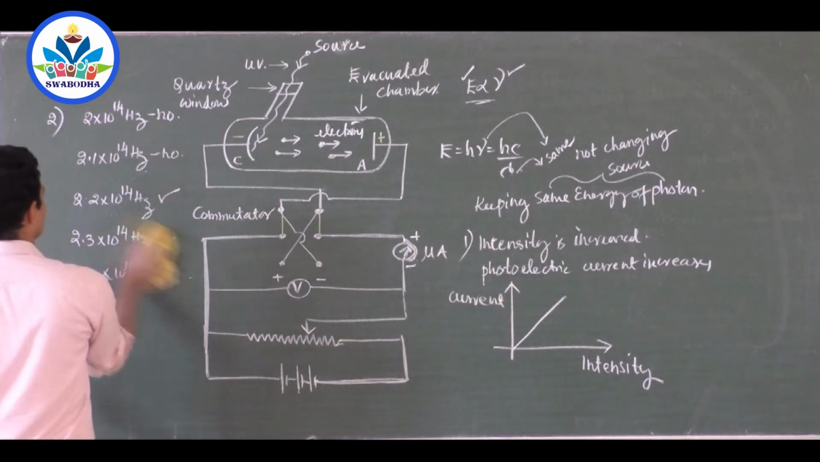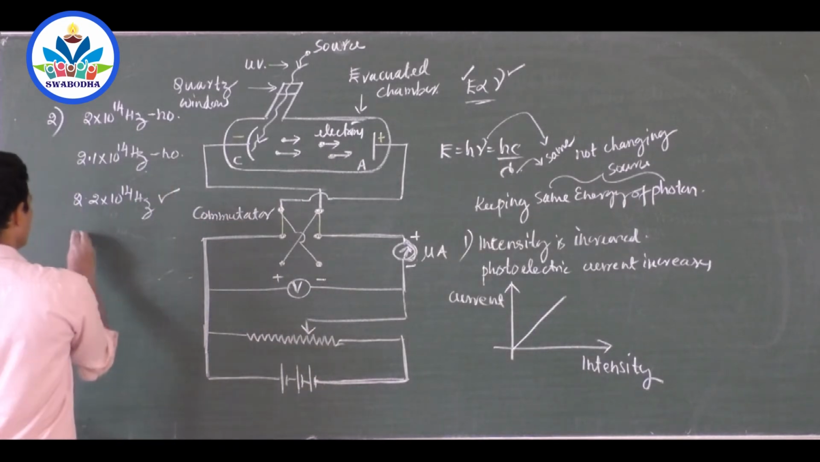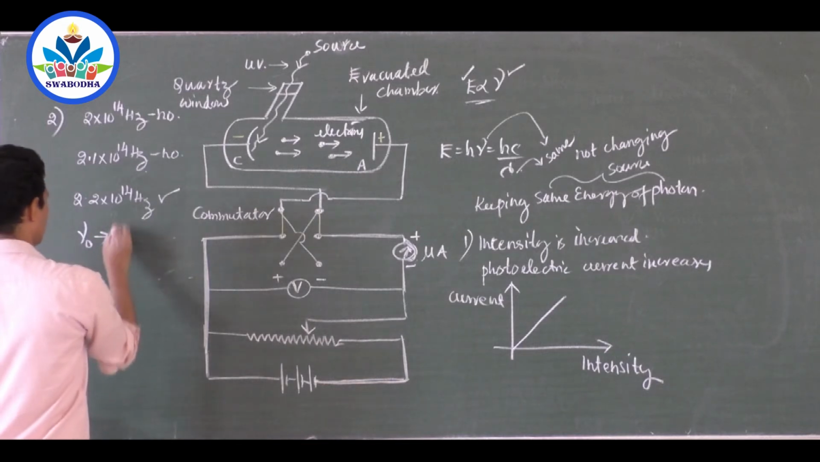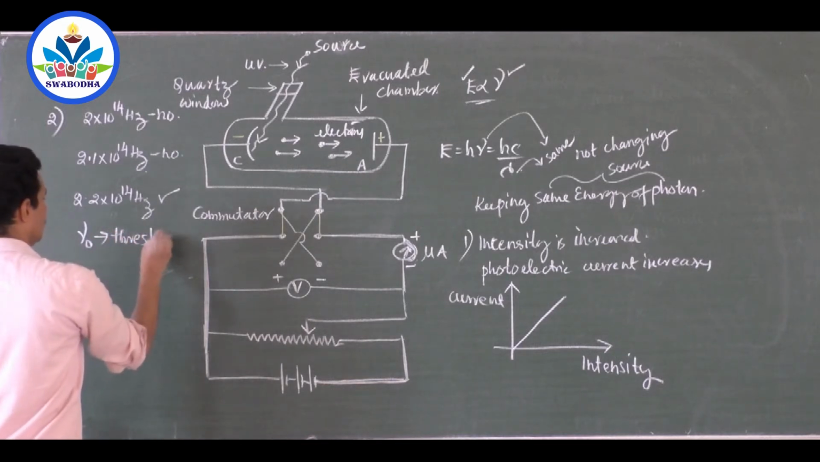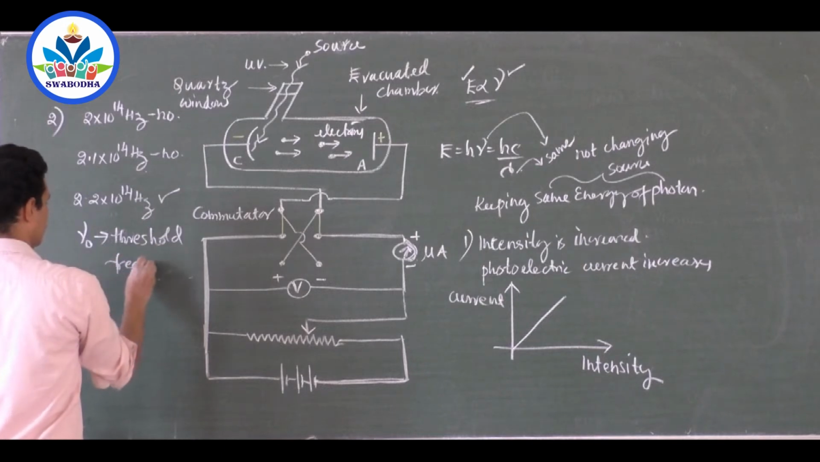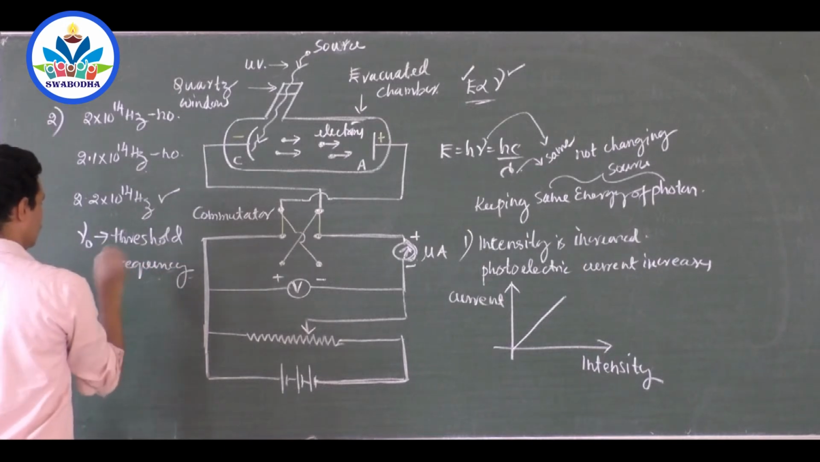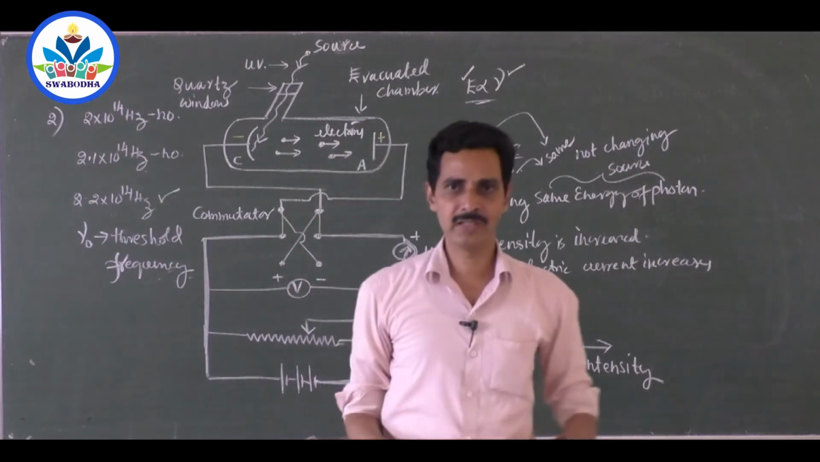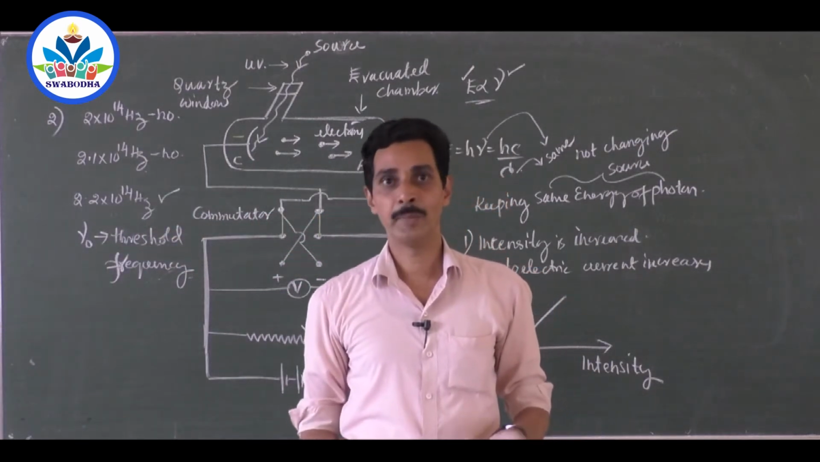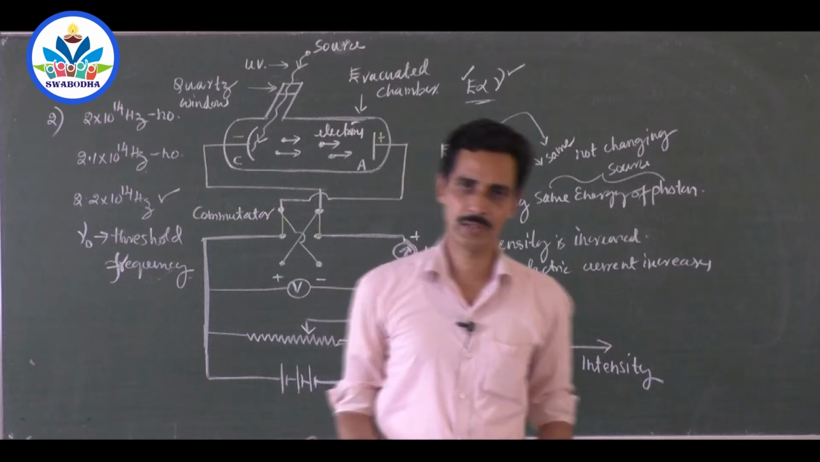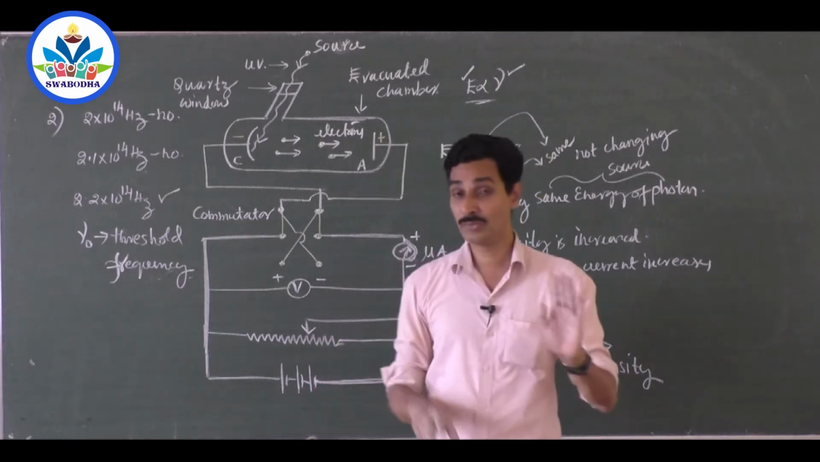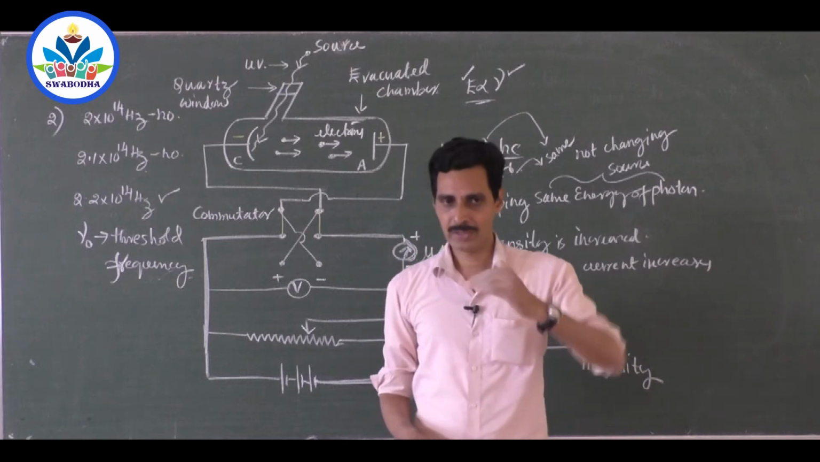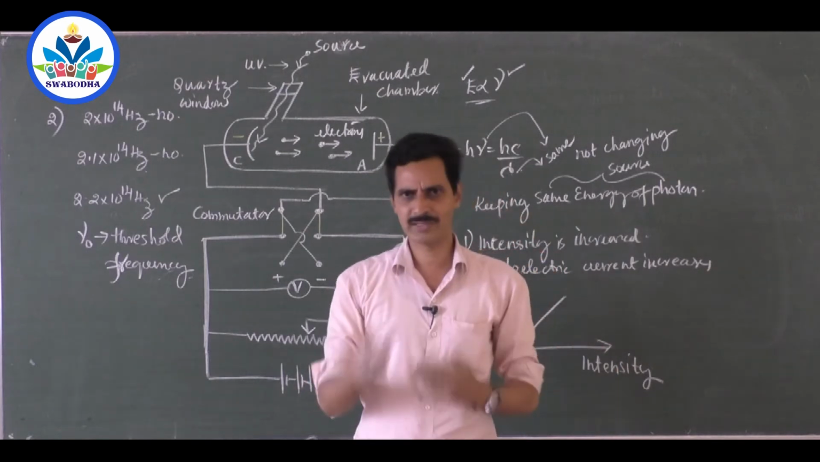So shall I call this nu naught? Nu naught is the minimum frequency above which photoelectrons are emitted, and that is called threshold frequency. So if you are asked to define what is threshold frequency, the minimum value of incident frequency above which photoelectric emission is possible, or photoelectrons are emitted, below which no photoelectrons are emitted, is called threshold frequency. Threshold means always the junction value. Below that you don't have, above that you have, or vice versa, whatever it is.